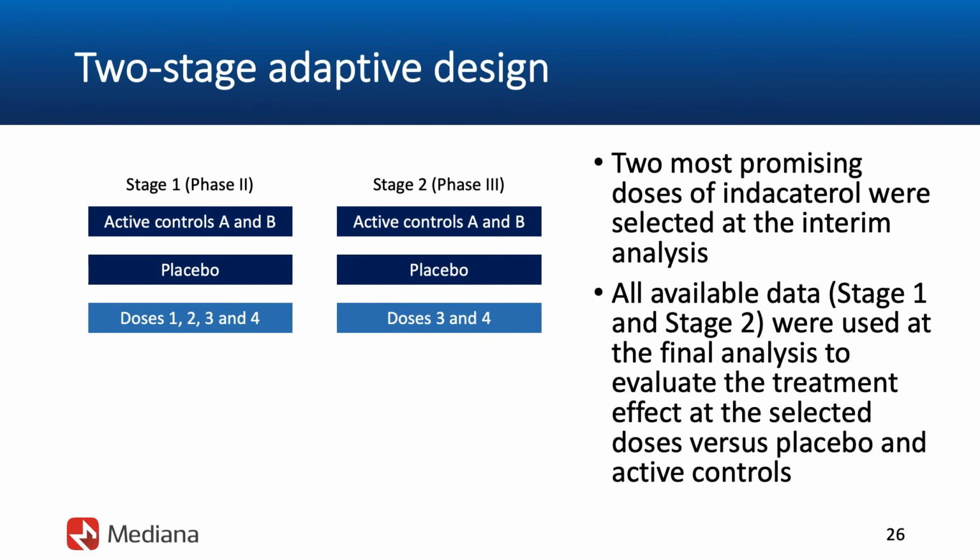And I guess to summarize, this was a huge success story. The trial's outcome was positive. The adaptive design did help the trial sponsor efficiently identify 2 most effective doses of the experimental treatment, and that treatment, indacaterol, is now approved globally for the treatment of COPD.